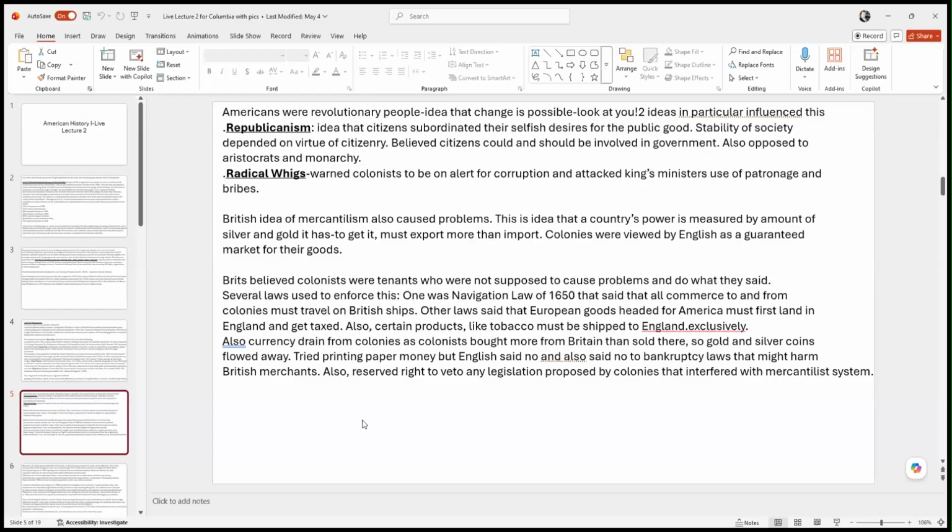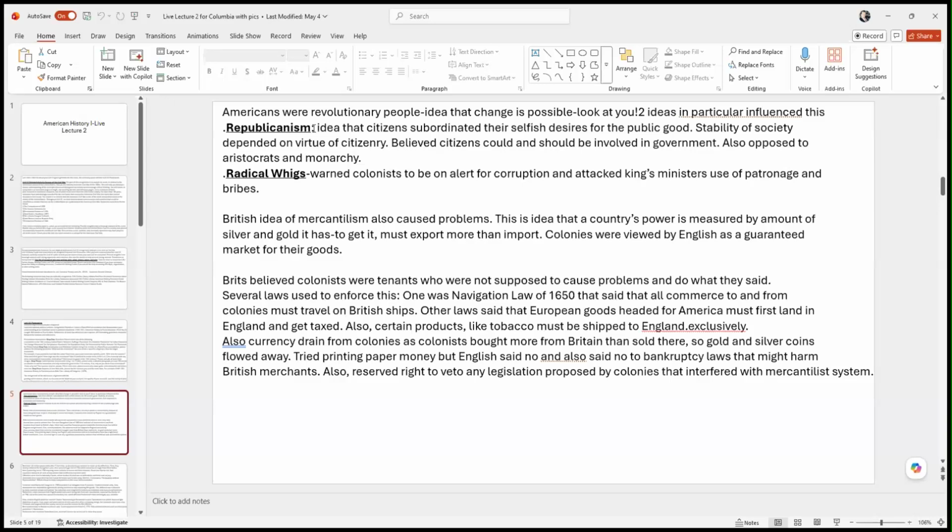So I want to talk about one political idea, one political party, and one economic idea that all had an important causative factor, an important connection to the American Revolution. Okay. So the political idea is called republicanism. Okay, and this has not anything to do with the Republican Party of today, totally different.